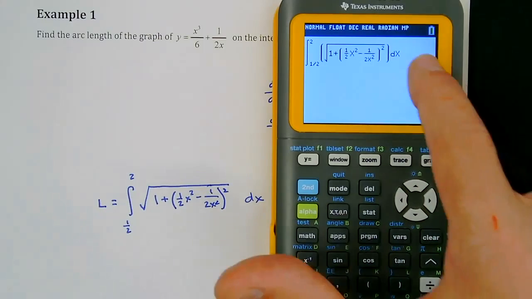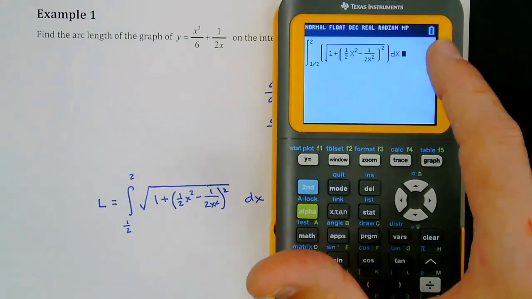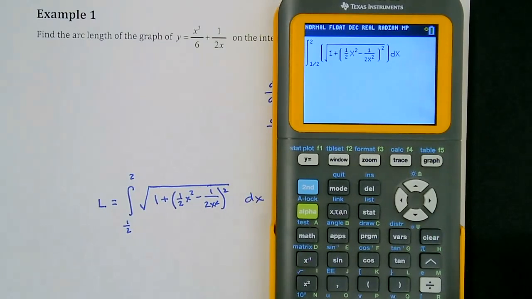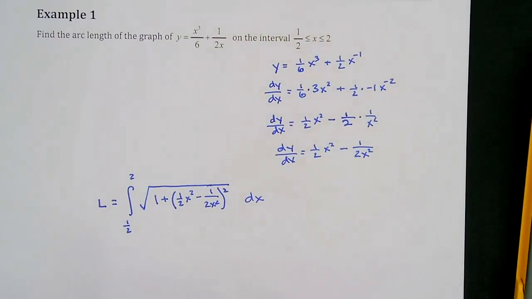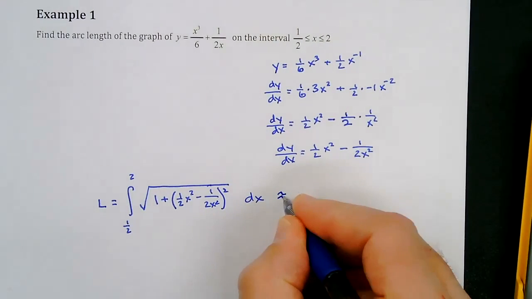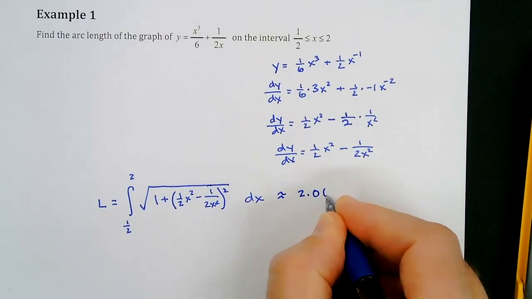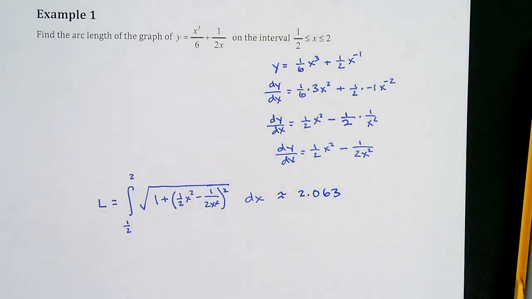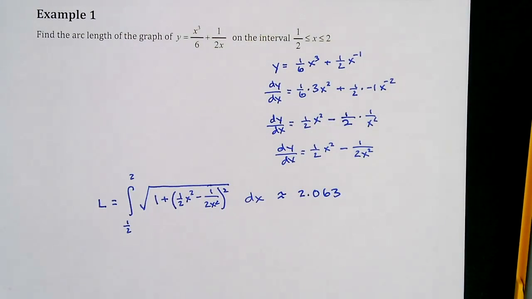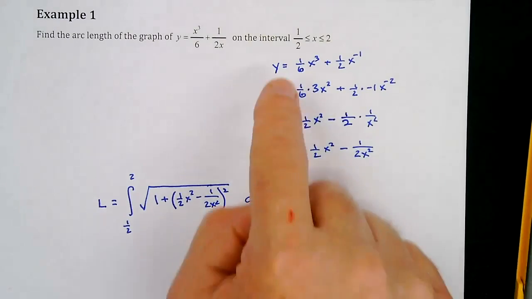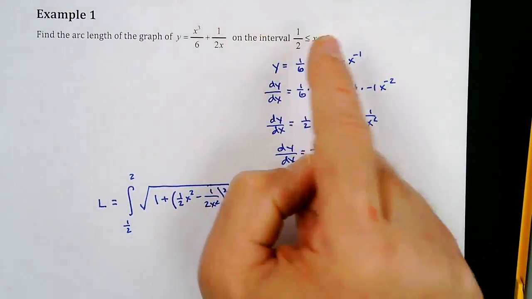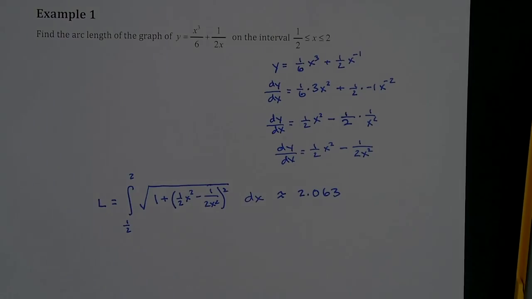And just checking, I mean, you need to be in radian, okay? And let's put this in, and we get 2.0625 or 2.063 for our answer, okay? So this is approximately 2.063. And that's how you find the arc length, all right? You got to find the derivative of y with respect to x, and then we just need to integrate in between the left endpoint and right endpoint.